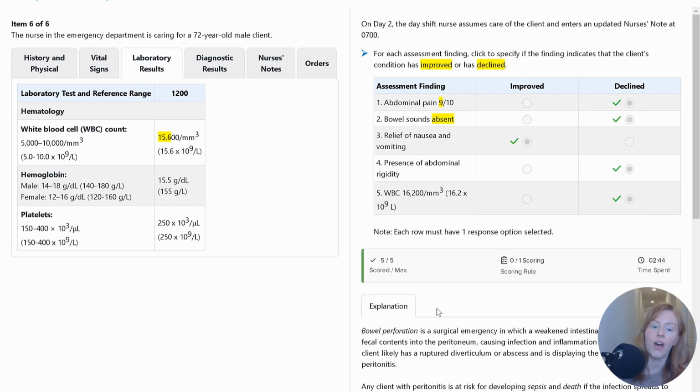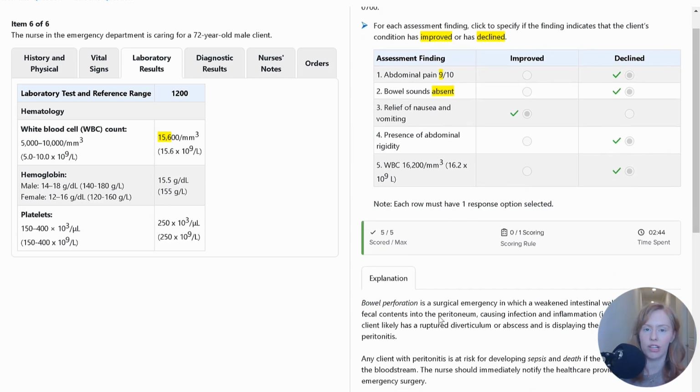And that is it. So that is how you approach a next-gen case. I hope you found this helpful. If any of this was unfamiliar to you, please go review our video on approaching next-gen cases and shows you the strategy for how to think through each of these questions.